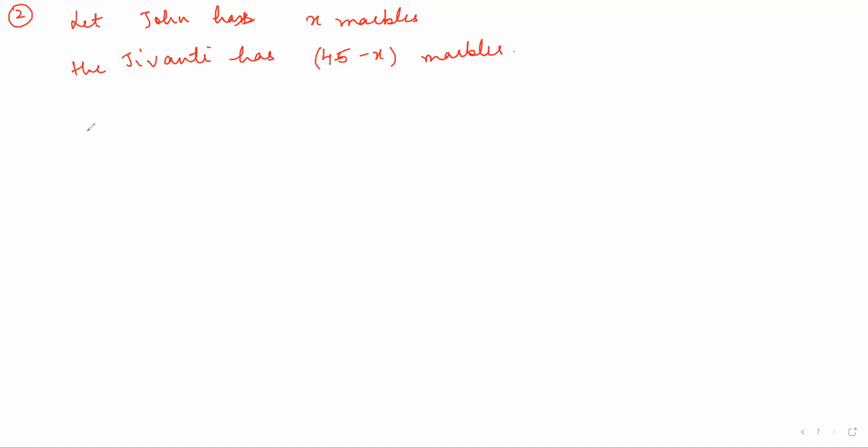And the product of the number of marbles they now have is 124. So they have lost 5 marbles, so x minus 5, right? And then 45 minus x minus 5. Now this product is now how much? 124. This is according to the question.